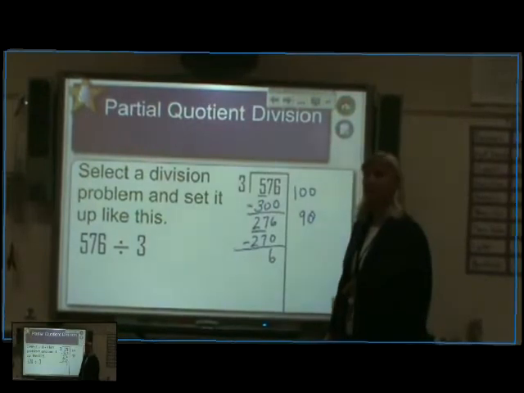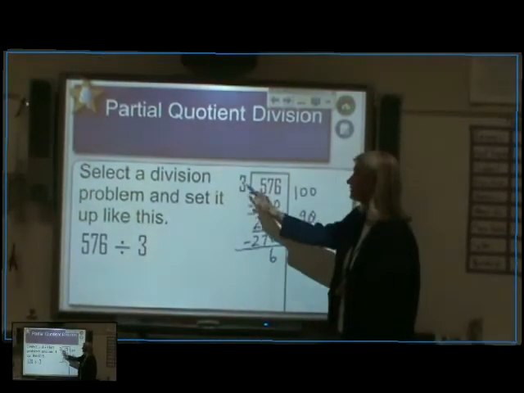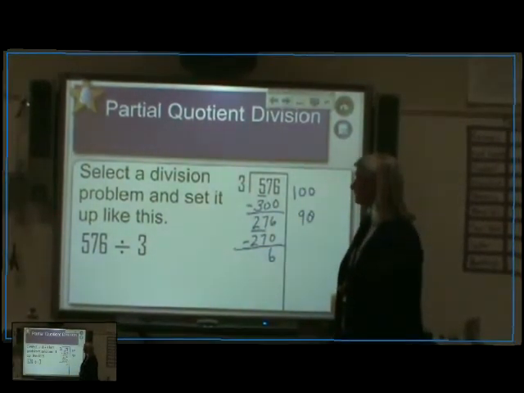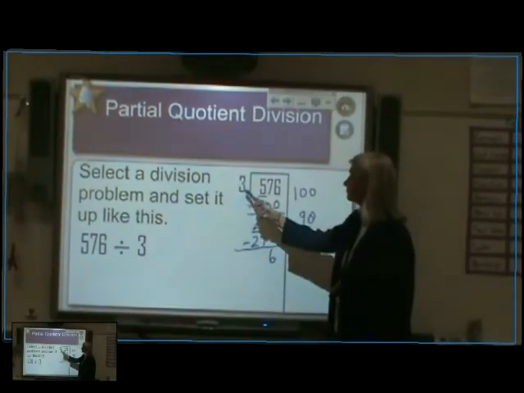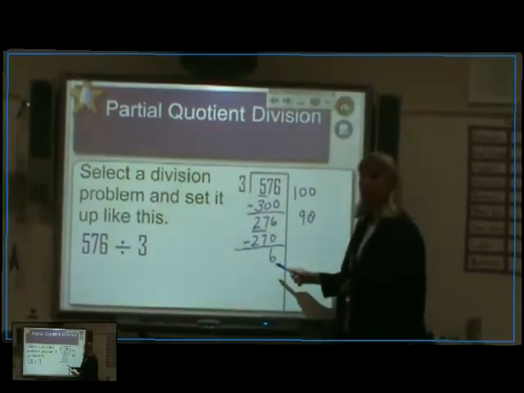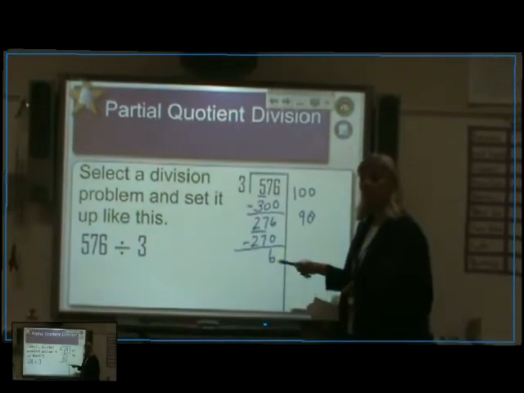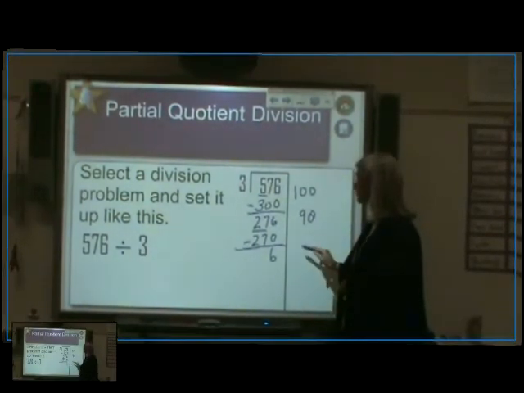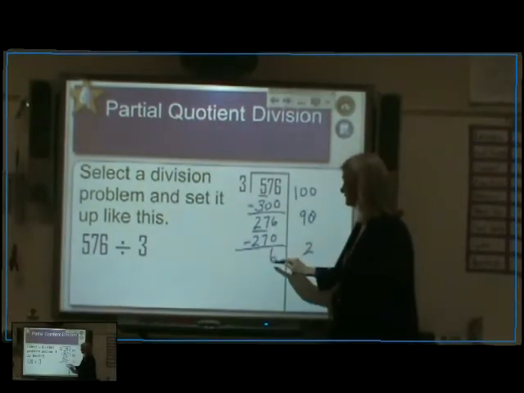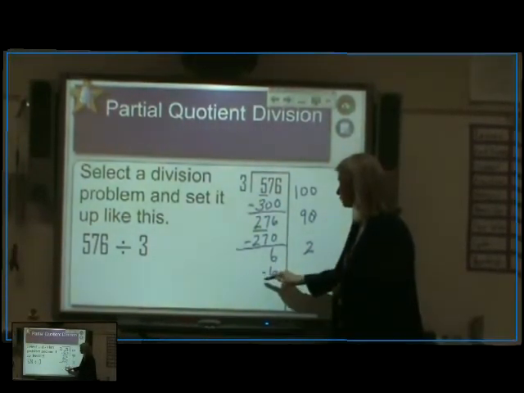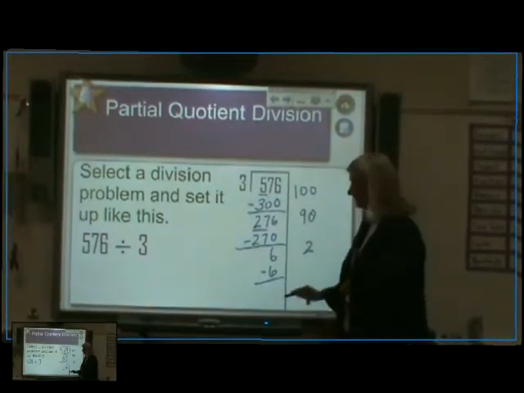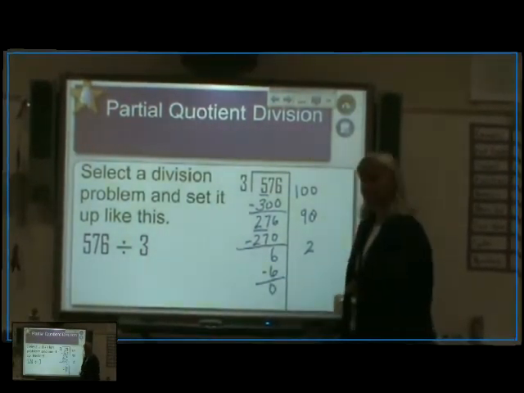Now I have 6 ones that I still have to share with my three groups. So I ask myself again, what can I multiply by 3 to get 6, or something close to it but not over? And the answer to that would be 2. Because 2 times 3 is 6, so I have used all of my 6 ones. So I subtract that, and I have 0 remainder.